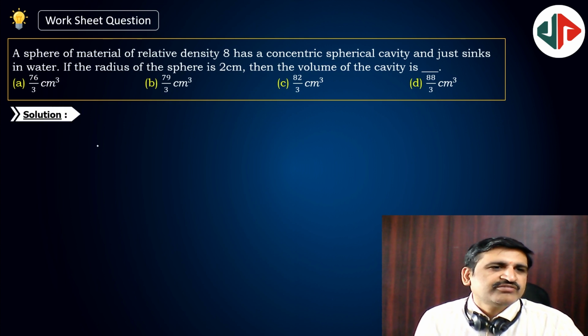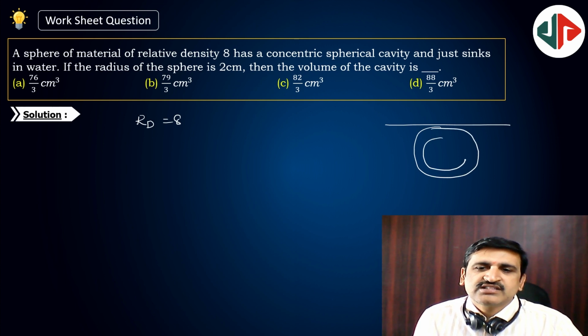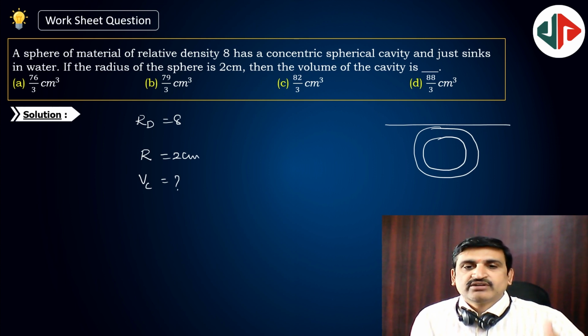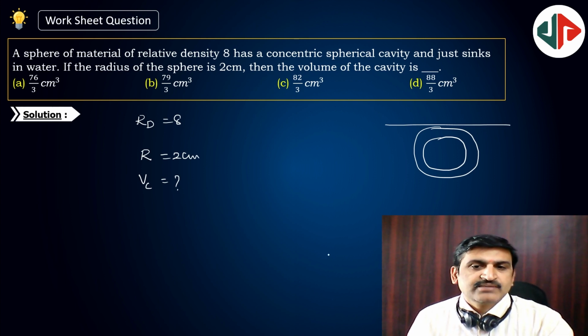A sphere of material of relative density 8, that means density in CGS unit, has a concentric spherical cavity and just sinks in water. If the radius of the sphere is 2 centimeter, the volume of the cavity is how much? It just about to sink, right? In such a way it is exposed. Okay, it is about to sink.